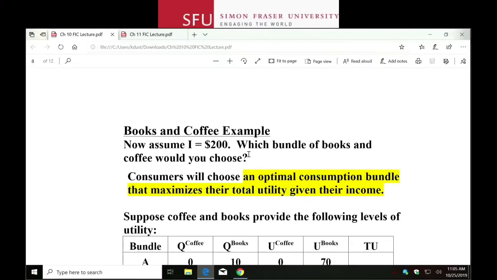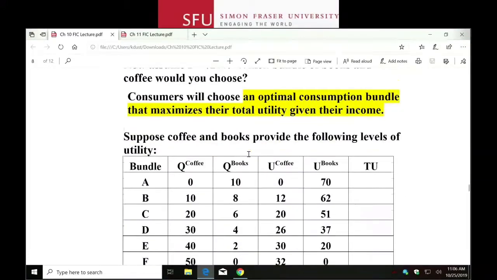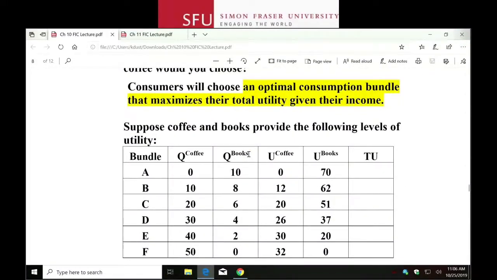Okay, so in the table here, you now have information about utility. Now we're back to the coffee and books example. So these were the different bundles that the consumer could choose from. And now we're given the amounts of utility that they will get from the different quantities. So this is total utility. This is total utility. Now all you have to do is add these together so that you can figure out what's the total utility from the bundle. So 0 plus 70, 12 plus 62.